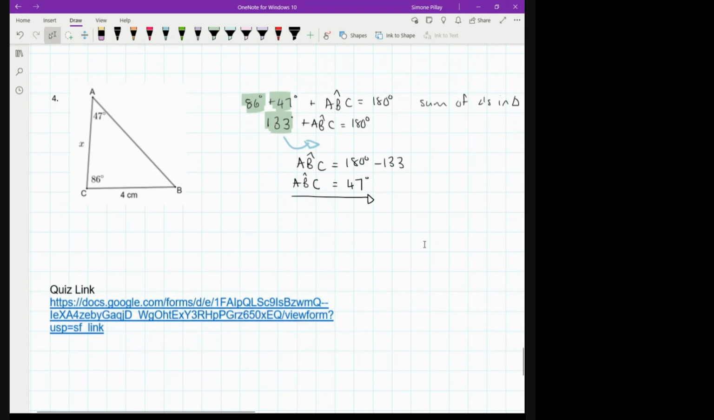X equals 4 centimeters. Opposite sides equal angles. No, sides. It's opposite equal angles. Opposite equal angles. Beautiful. Yeah.